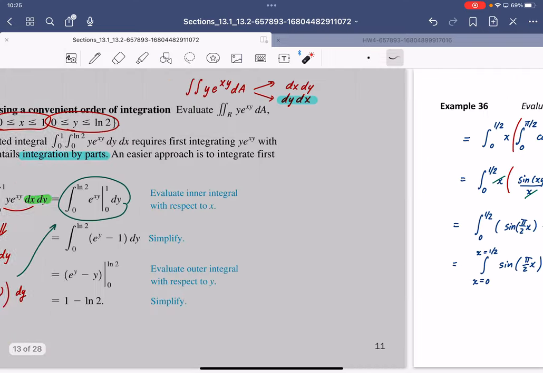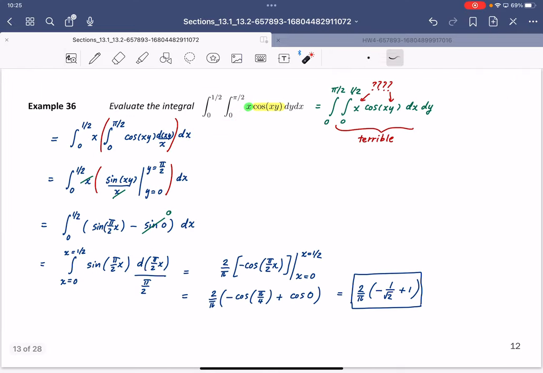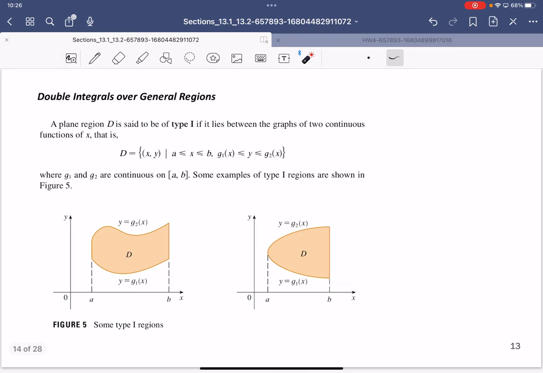Here, what you did was x from 0 to 1, y from 0 to pi over 2, right? So when you draw the picture, this is the rectangle. But in this topic, we are talking about integrals over general regions. So it can be any region that you can have. It doesn't have to be a rectangle.